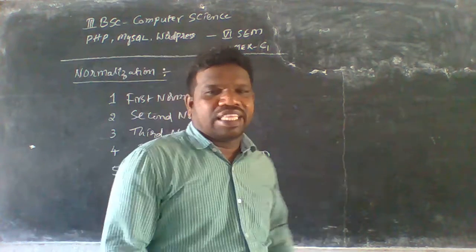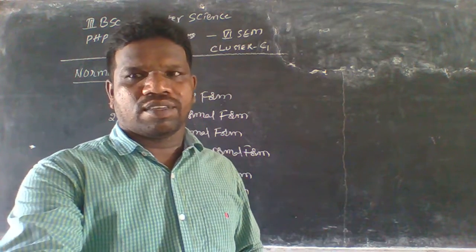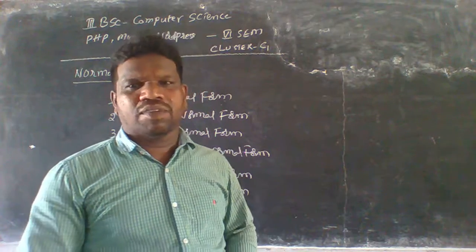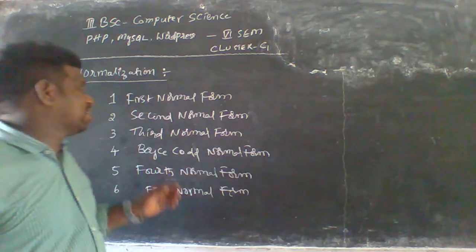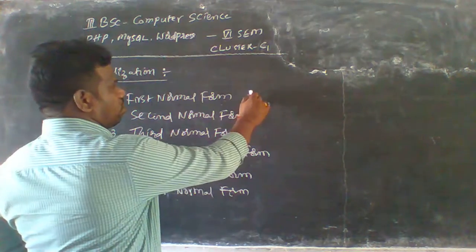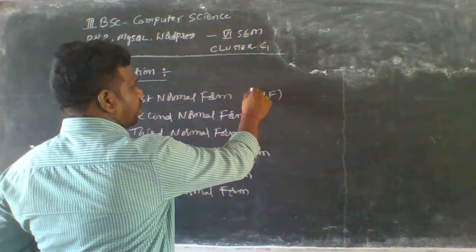These are called the normal forms. We have six types of normal forms available here. The first is the first normal form, also known by the shortcut 1NF. So this is one type of form.